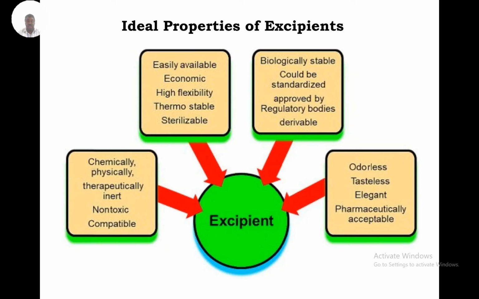Next, ideal characteristics: it should be biologically stable and standardized, and all excipients used in cosmetics should be approved by regulatory bodies. Then it should be easily available, economical, flexible, thermostable, and sterilizable. So these are the ideal properties of excipients used in cosmetics.